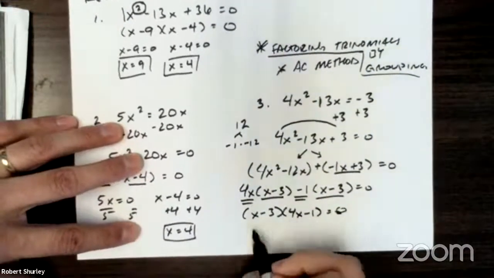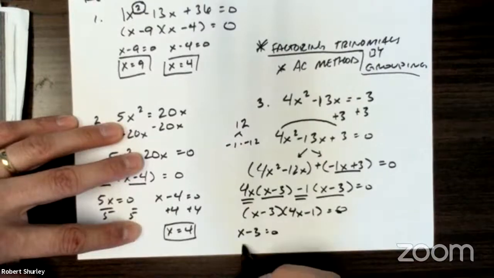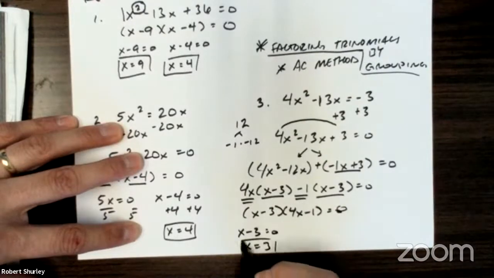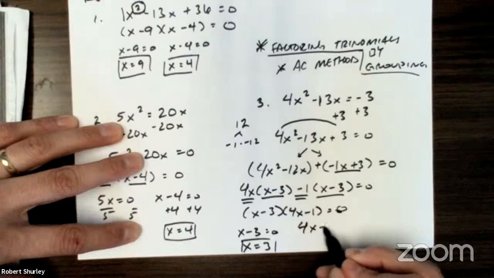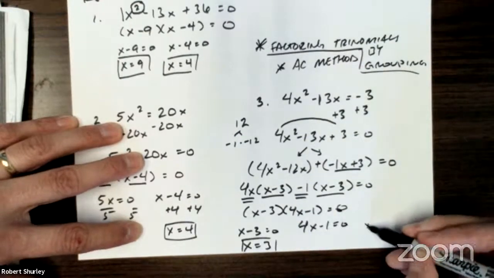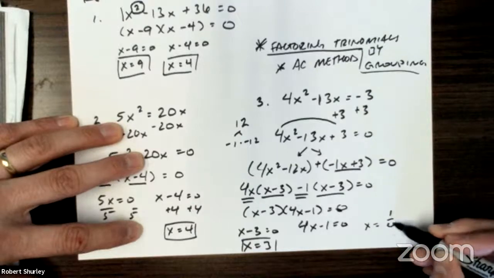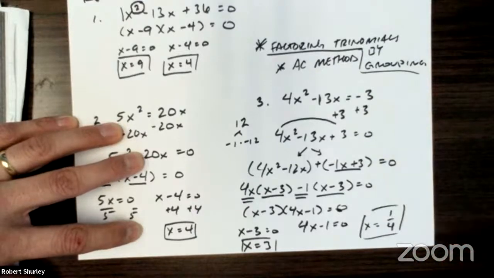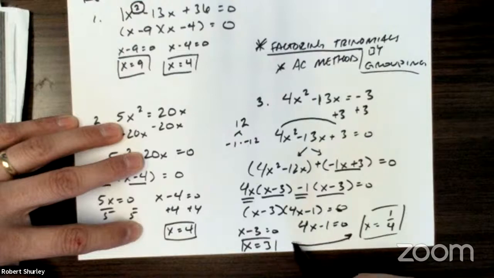I set both of those equal to 0. So x equals 3. 4x minus 1 equals 0. Now I solve this one. Add the 1, divide by 4. You wind up with 1/4. Okay? And those are our two solutions.